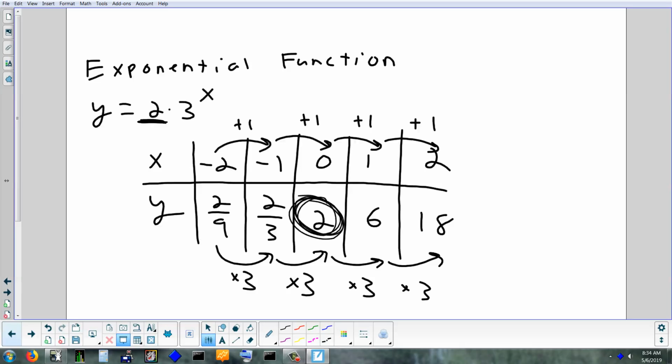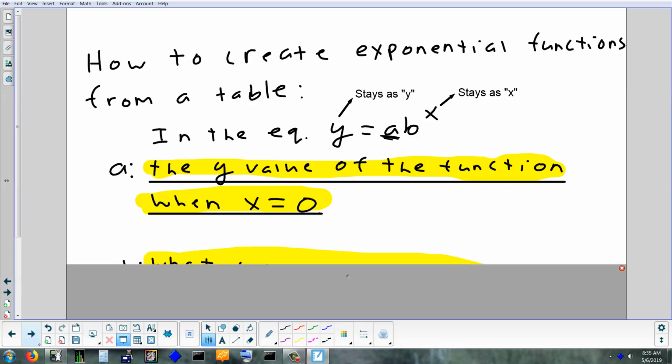What's the B in that formula? What is it? 3. What did you multiply by each time to get from one number to the next? 3. This number is coming from right there. All right, so let's write that one down.